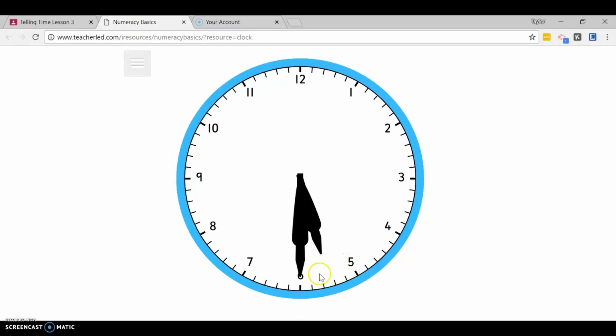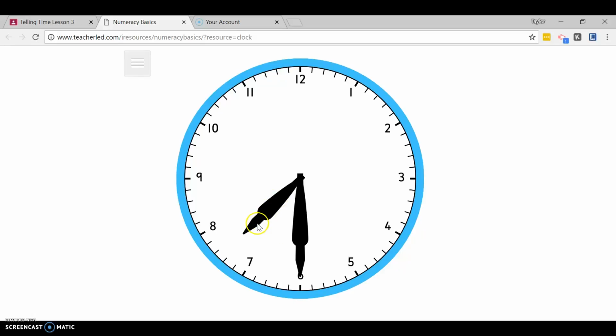So it's 5:30. If I move this hand again, now I can see it's in between the 7 and the 8. I go backwards, so now it is 7:30. Okay? Let's go ahead and pause the video, and I want everybody to try and get their clock to 7:30. Make sure your 7, it's in the middle.